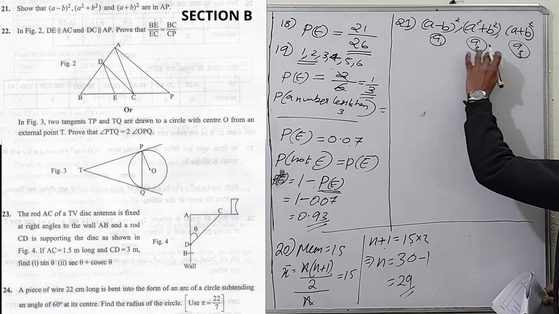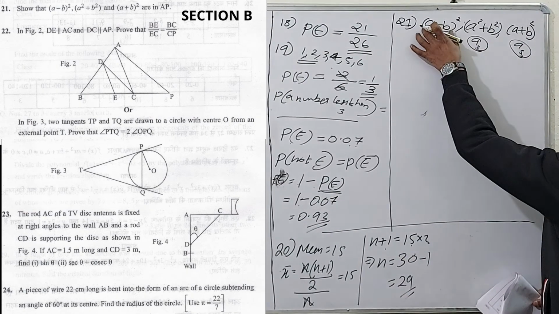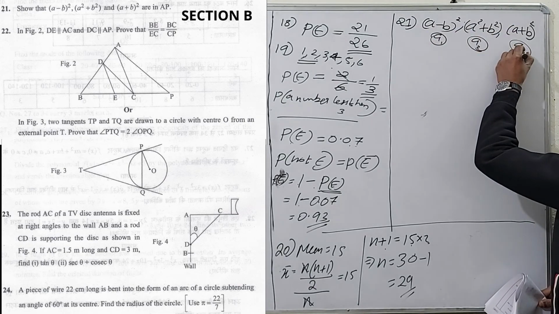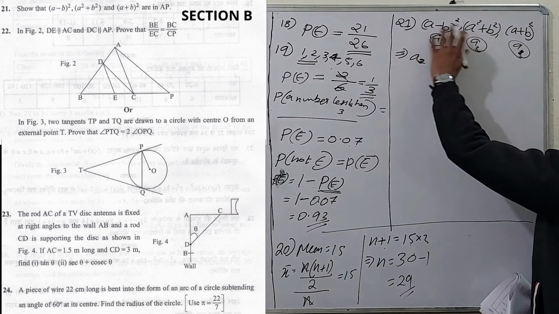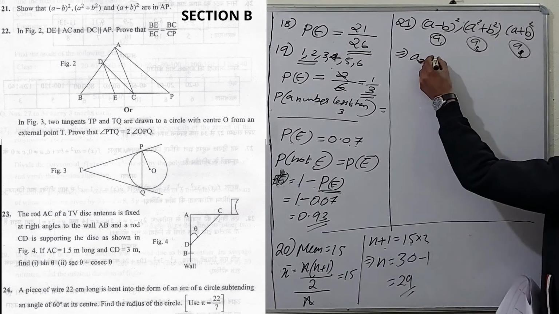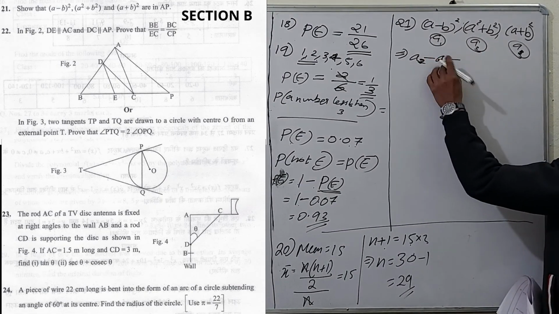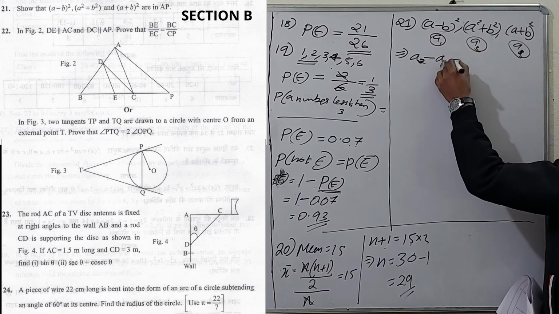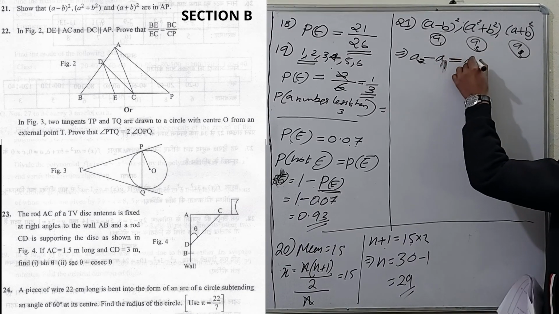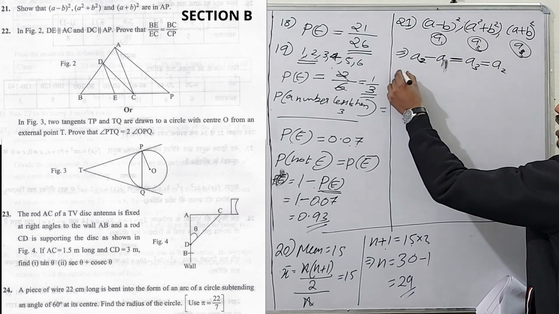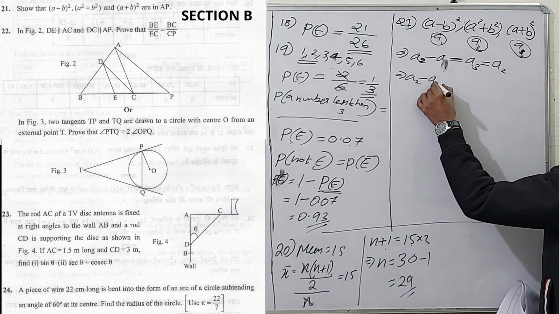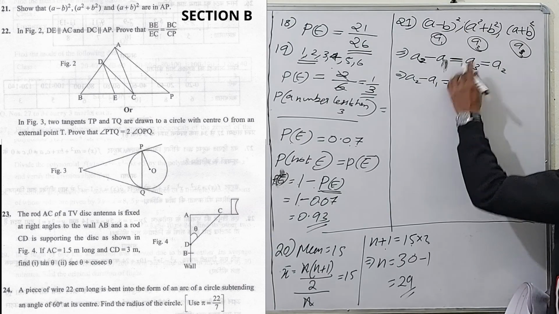So let's consider these 3 number expressions are the consecutive terms of the AP, like A1, A2, A3. If these are terms of the AP, then the condition should be satisfied that there is a common difference between the consecutive terms, that is A2 minus A1 is equal to A3 minus A2. So first let's start with A2 minus A1. What is A2 minus A1?